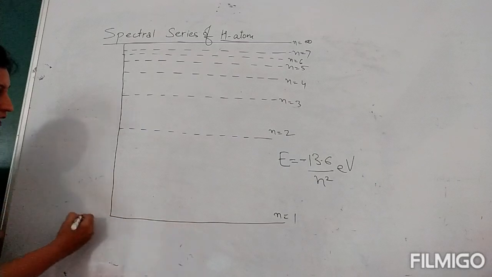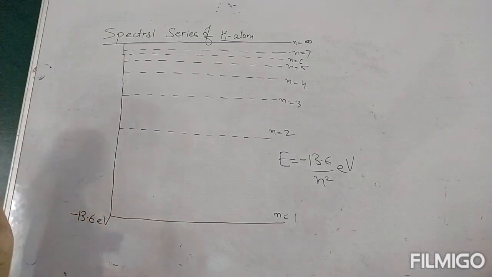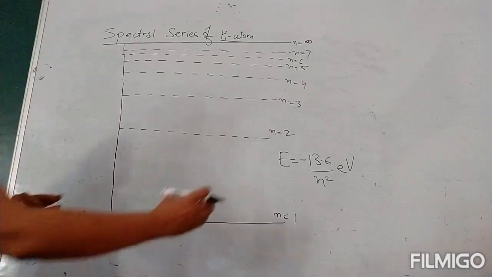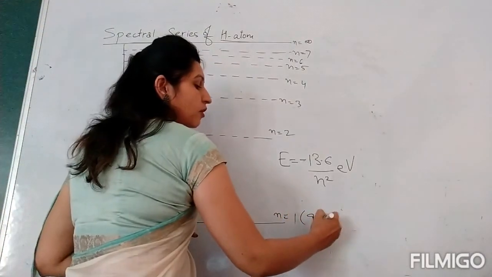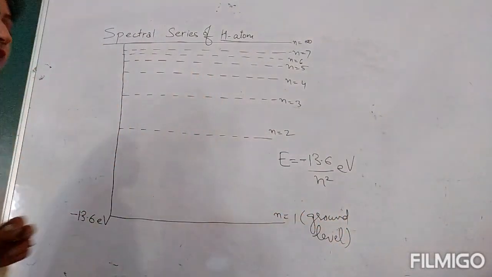So energy associated with this level is minus 13.6 electron volt. This is energy associated with ground level. This level is called ground level for hydrogen atom or hydrogen-like atoms. So this is your ground level.